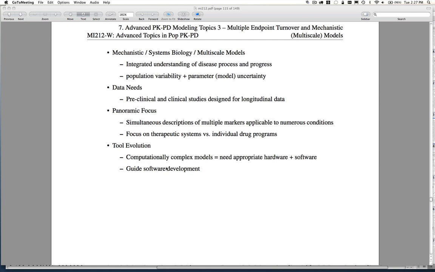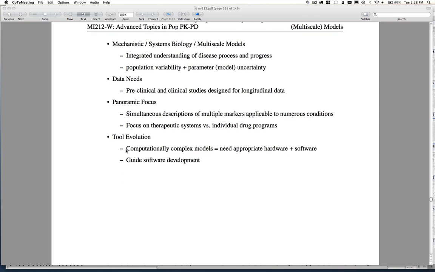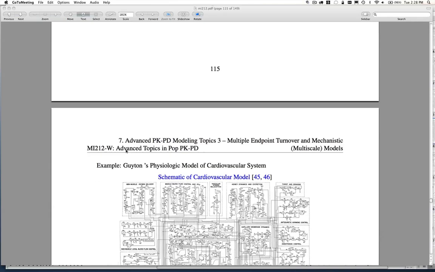Another piece here is tool evolution. There's a lot to be done. Things like NONMEM are not exactly the best tools for these types of models. There are computational needs you have to consider when you go to Bayesian methodologies, etc. So there's a need for us to guide this tool evolution as we develop these models.